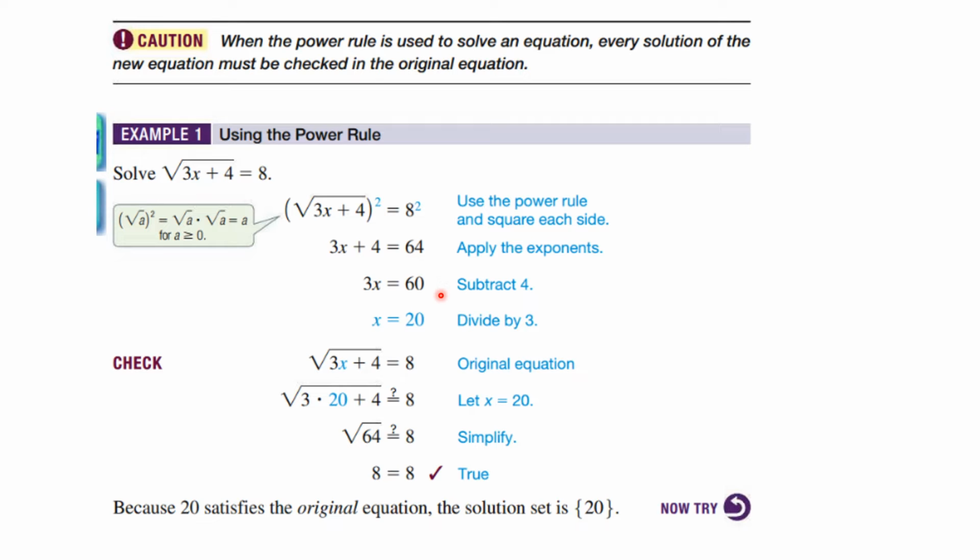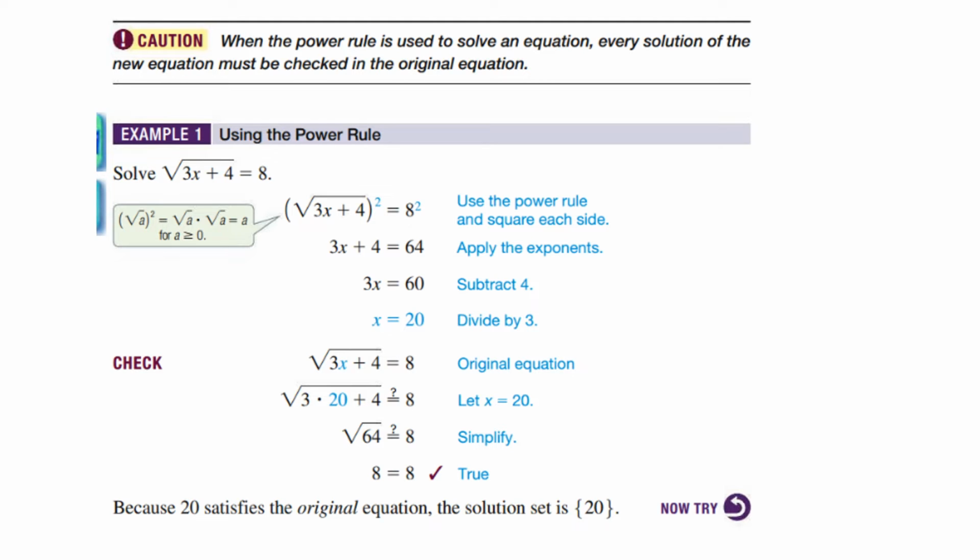I subtract 4 from both sides. I have 3x is equal to 60. And x is equal to then 20. And we check that in our original equation. And if we substitute 20 into 3x plus 4, we indeed do get 8, so it checks because 20 satisfies the original equation. So the solution set is 20.